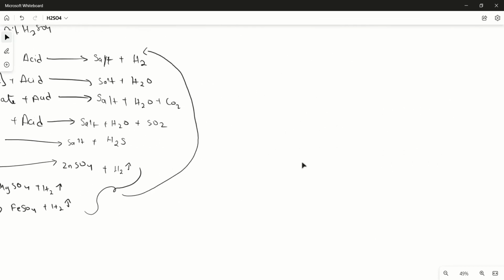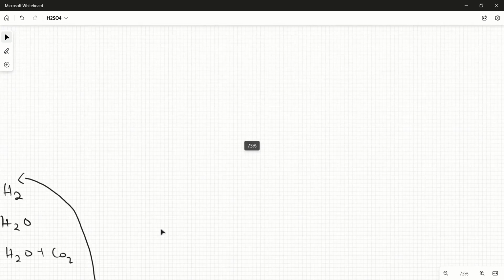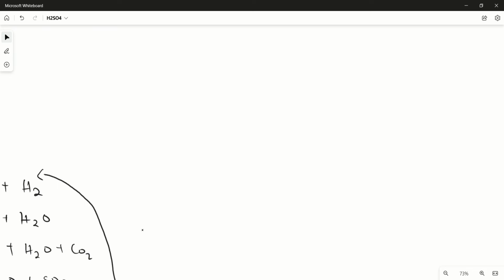Then we have bases. Let's take a few base examples. Like potassium hydroxide, sodium hydroxide, sodium oxide. What do you want to take? There are two types of them, I told you: oxides and hydroxides. We'll take both. We'll start with hydroxides first. These are the base examples.